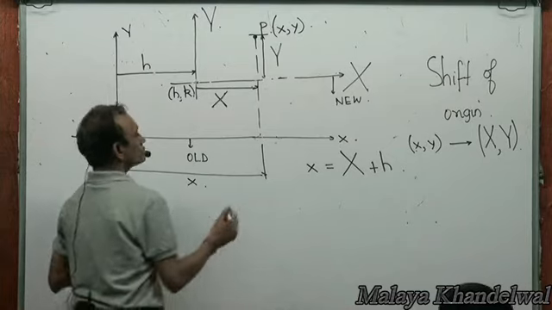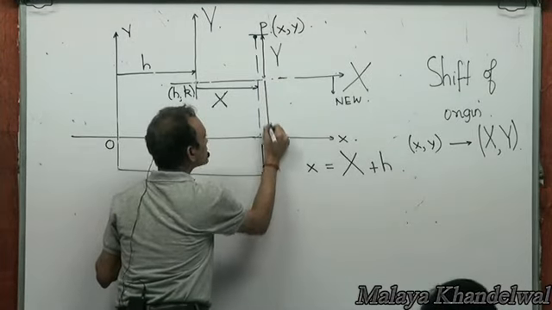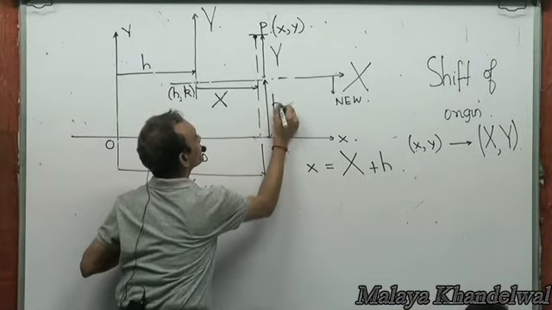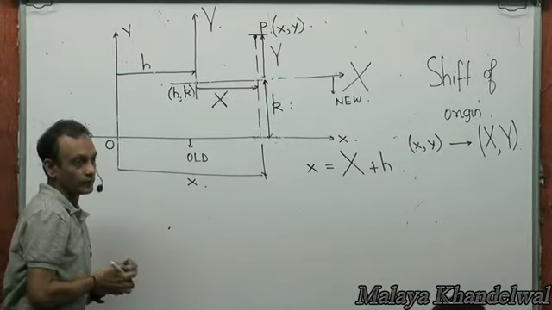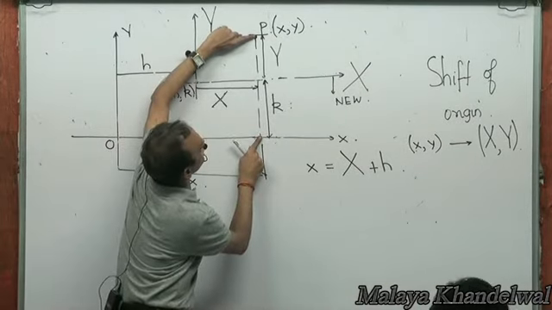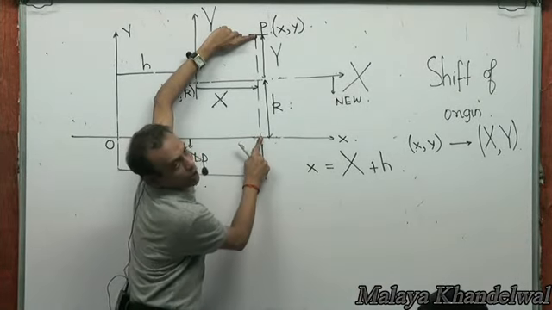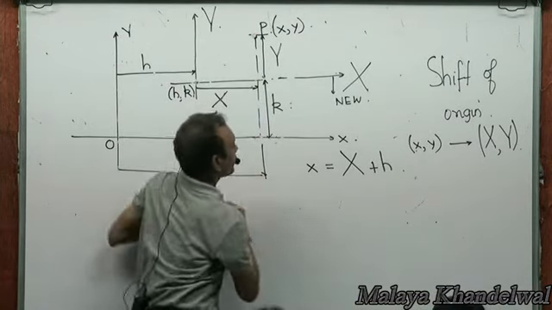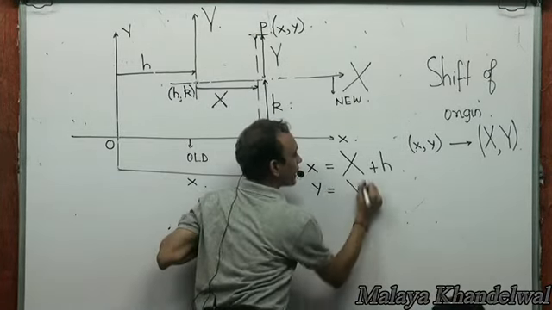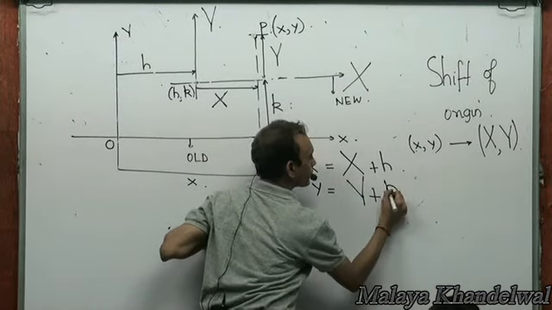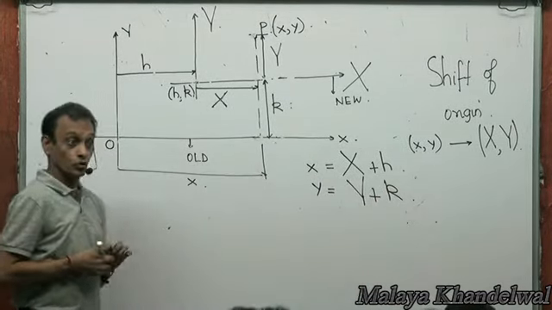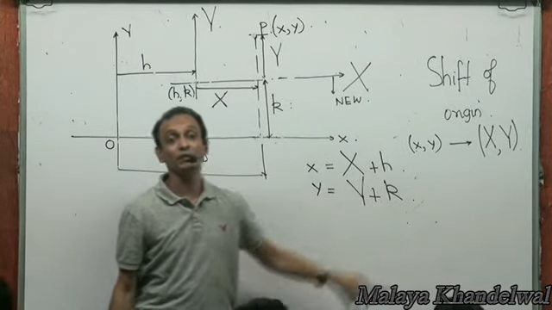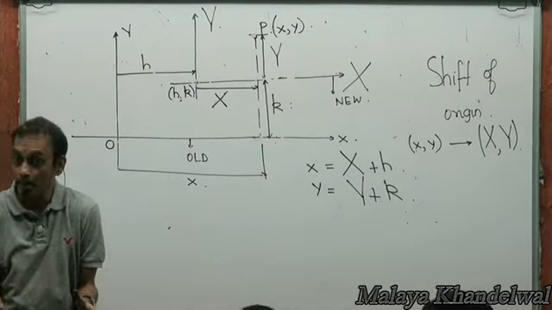Now, similarly, this length is going to be k. The y coordinate of this point, right, is going to be k. Yes or no? This is going to be the y coordinate of P in the old axis, that is small y, right? Small y is capital Y plus k. Yes or no? So then small x turns out to be capital X plus h, small y turns out to be capital Y plus k. This is the transformation.